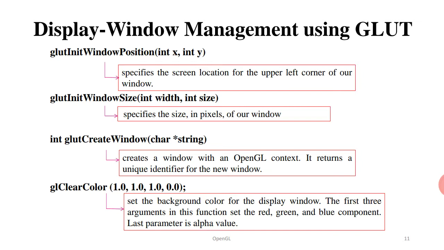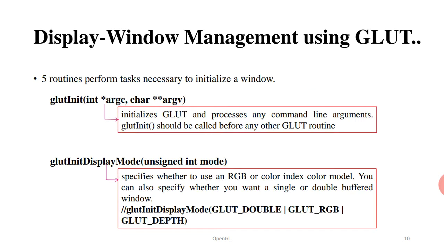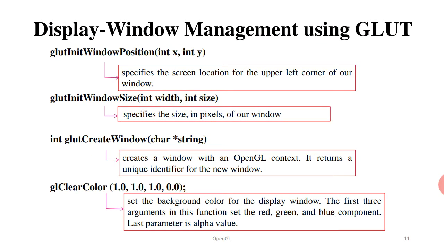Then the next function is glutInitWindowPosition. It takes the integer parameters x and y. It specifies the screen location for the upper left corner of our window. The next function is glutInitWindowSize. It specifies the size in pixels of our window. Another function is glutCreateWindow that creates a window with an OpenGL context. It returns a unique identifier for the new window.